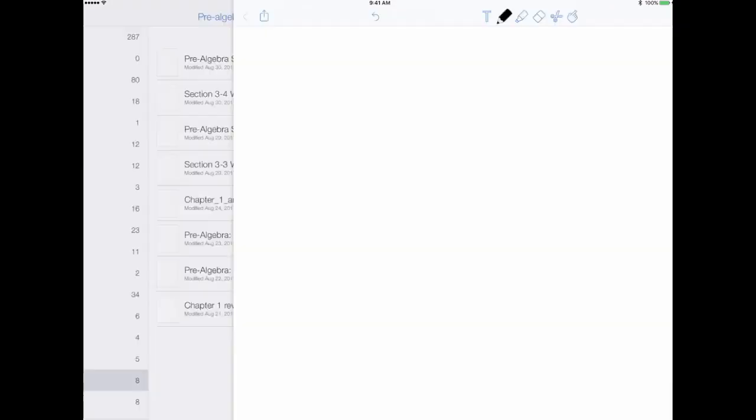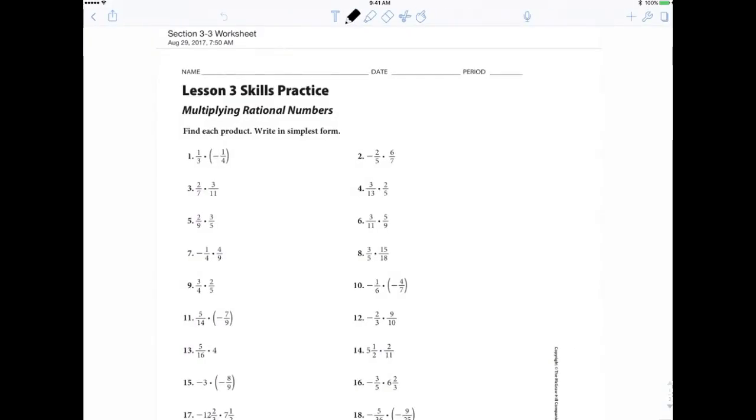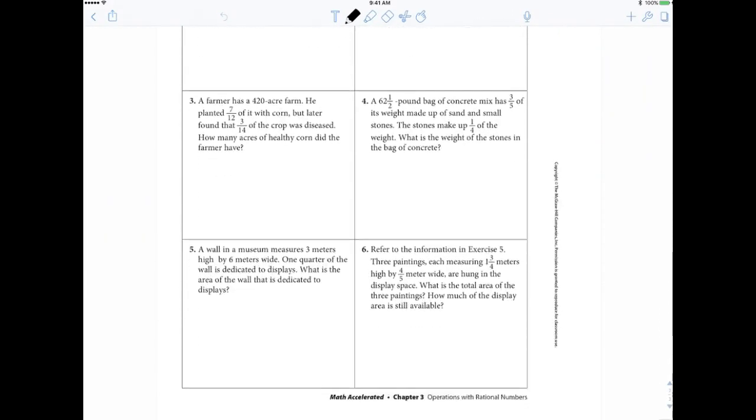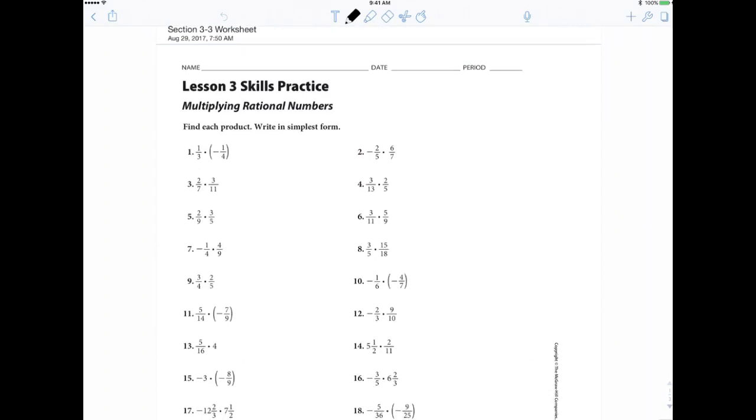So do me a favor now. Let's open up the next assignment, which is 3.3. I don't know why this is out of date. Now what I want to do is scroll through here to see how much work we have today. Not much. The reason we don't have much is because we're reviewing multiplying fractions.